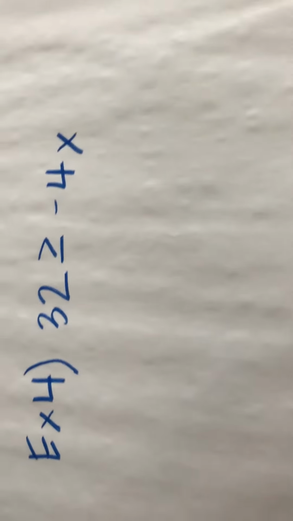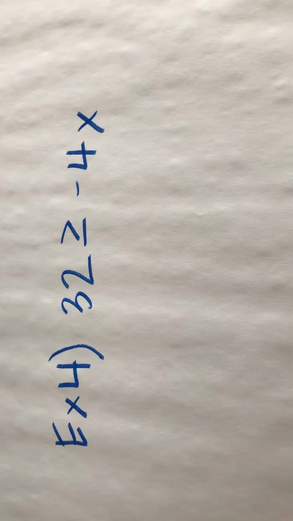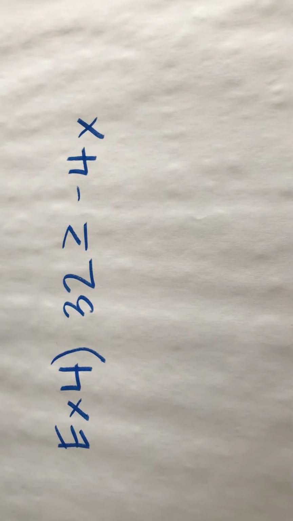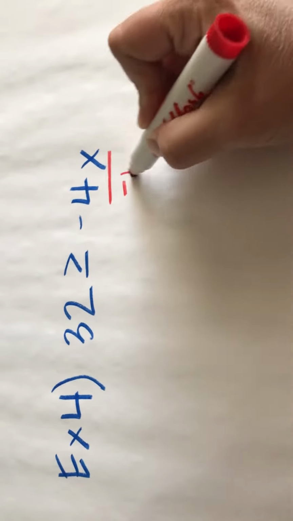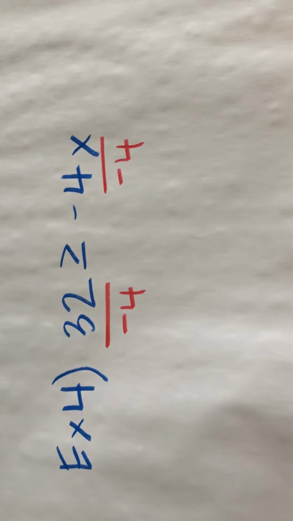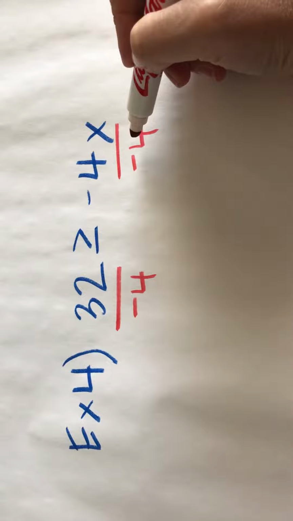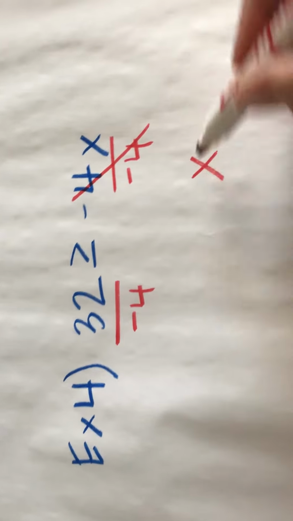All right, 32 is greater than or equal to negative 4x. So again, write it down, pause the video, solve it, come back to the video, see how you did. X is being multiplied by negative 4, so to undo the multiplying by negative 4, we're going to divide both sides by negative 4. So on the right side, negative 4 divided by negative 4 is positive 1, so those are gone. X is isolated.